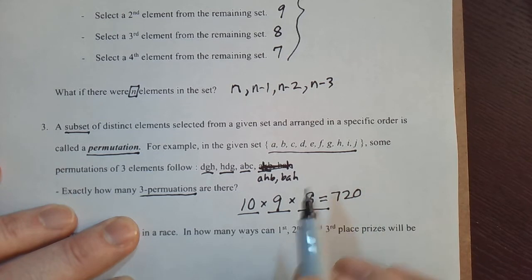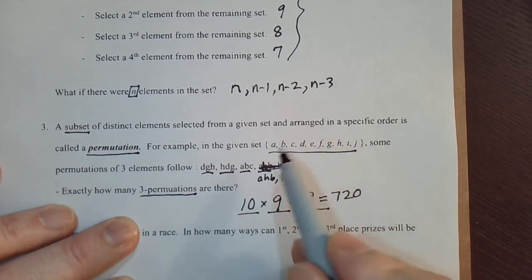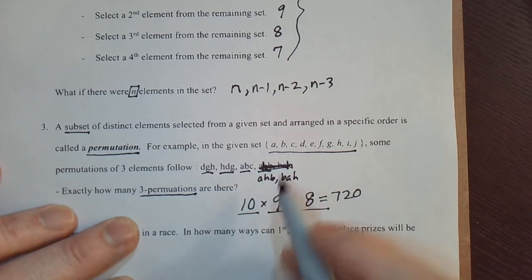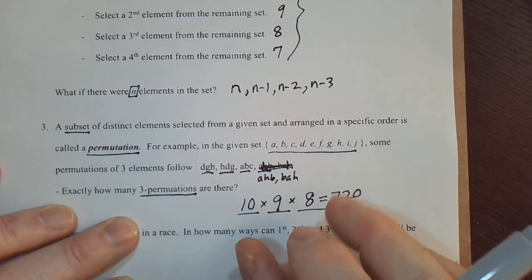Now, I'm going to remind you, a permutation is an arrangement. It's an ordering. So ABC is not the same as CBA or BAC or BCA. Every arrangement is a different one.